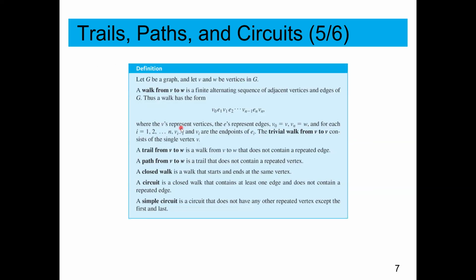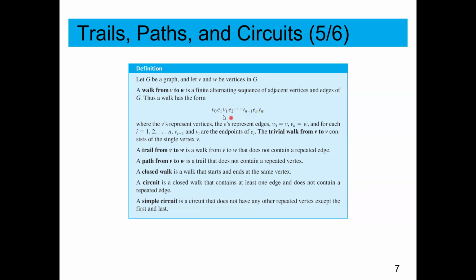It also led to some key definitions. I'm going to go through these definitions because these are very important for what we're going to talk about. The first is called a walk. A walk from vertex V to vertex W is an alternating sequence of adjacent vertices and edges. So I start with vertex, edge, and so forth.